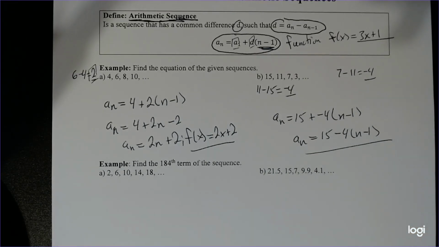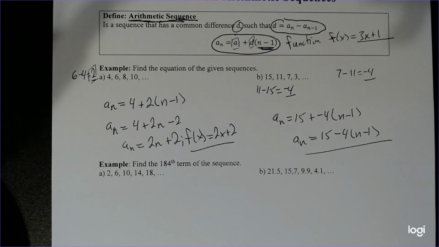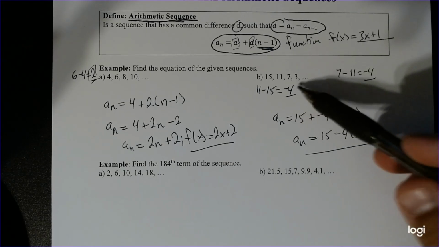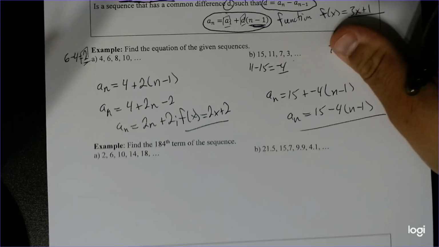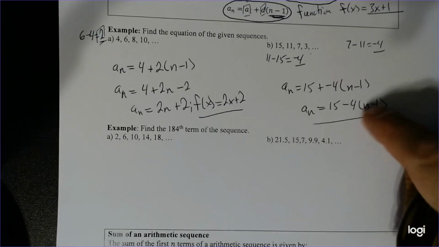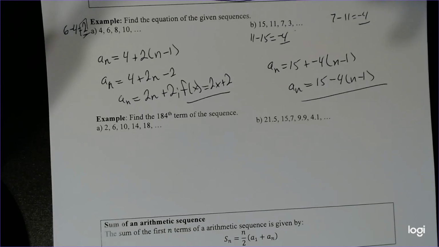But what we really care about the most are the next two things, one of which is finding some term in the sequence. Now that we have the equation, we can find any term we want of this arithmetic sequence itself. Okay? So for instance, now that we know how to do equations, what if we want to find the 184th term of the arithmetic sequence itself?